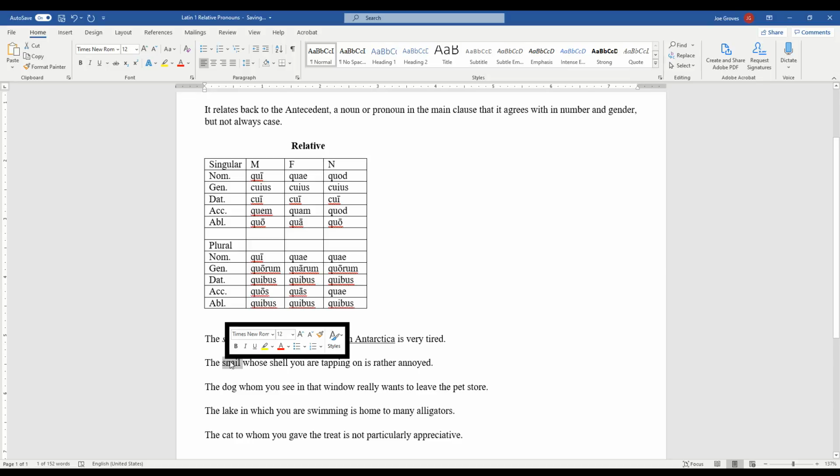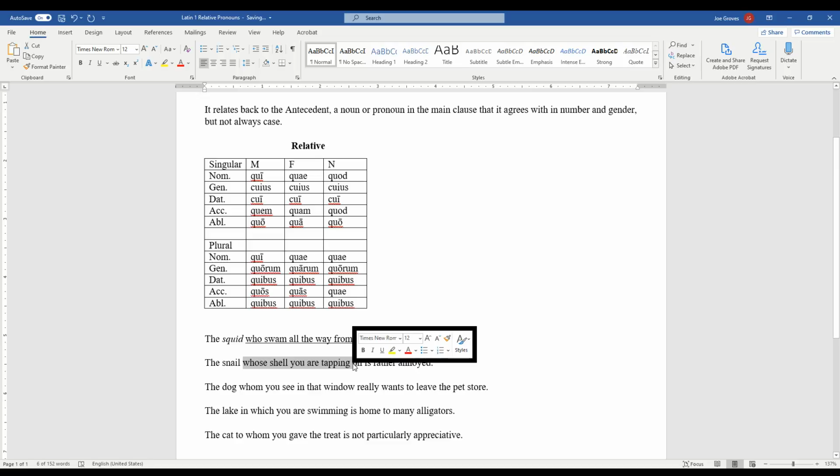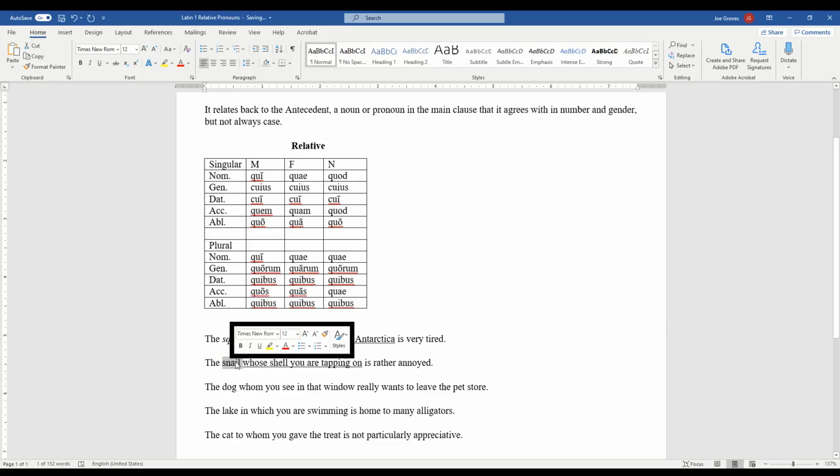So we could say something like, the snail whose shell you are tapping on is rather annoyed. Our relative clause here is whose shell you are tapping on. We could underline that if we want. And the whose is referring back to the snail. If this were Latin, this would be in the genitive case. So this is, the snail is rather annoyed. The snail's the subject of your main clause, but you are actually the subject here in this relative clause. It's just whose shell you are tapping on.